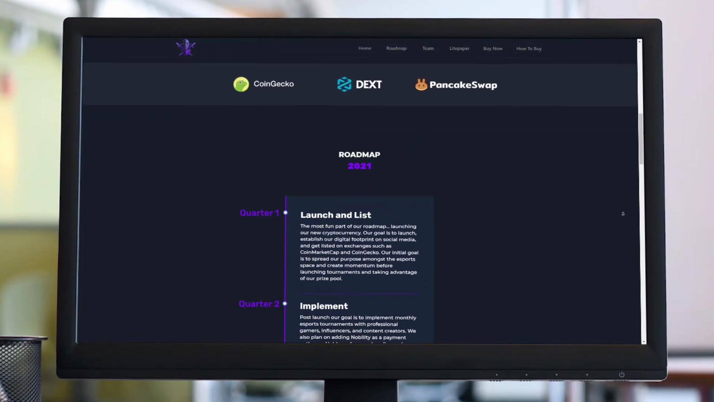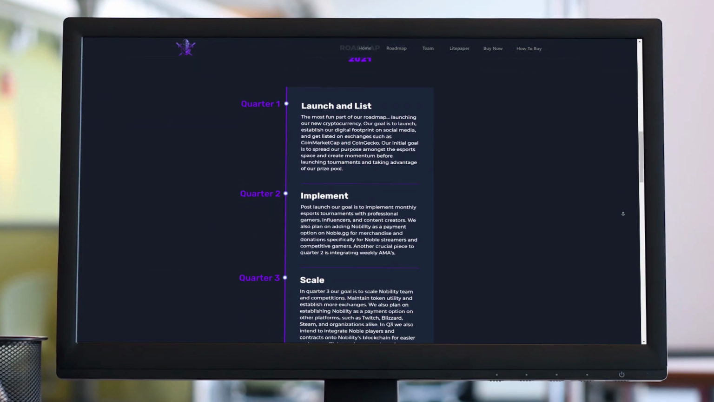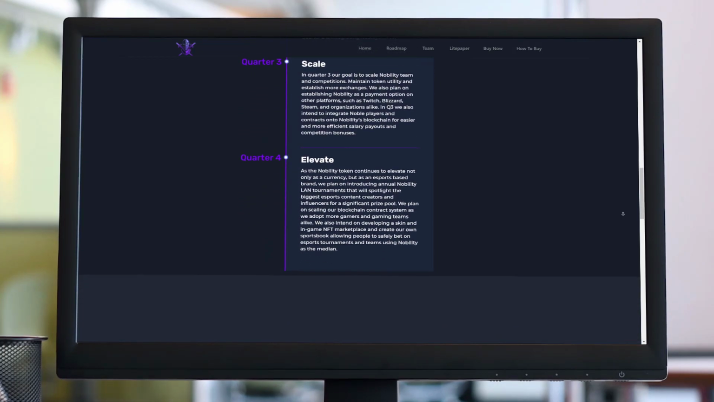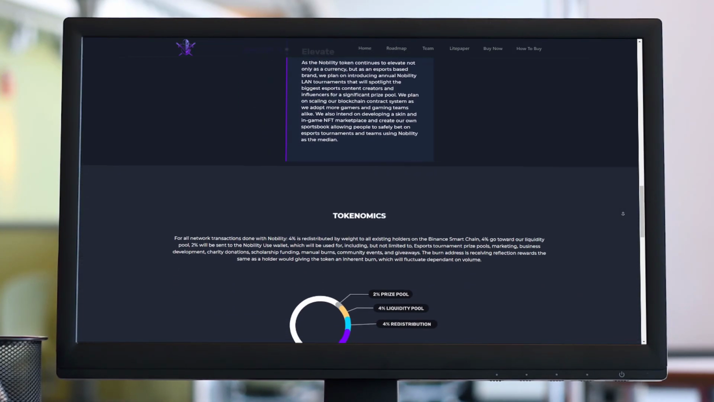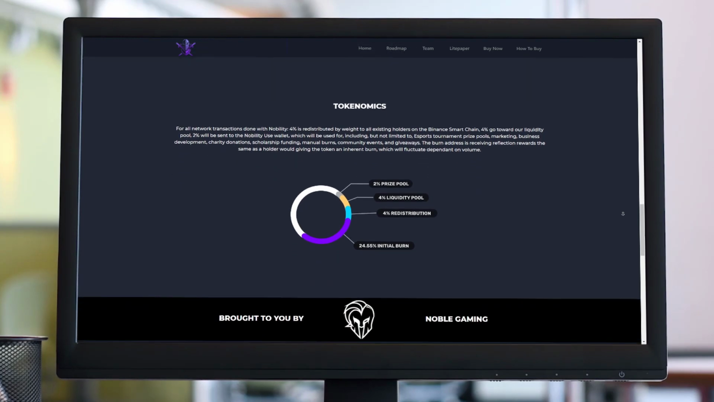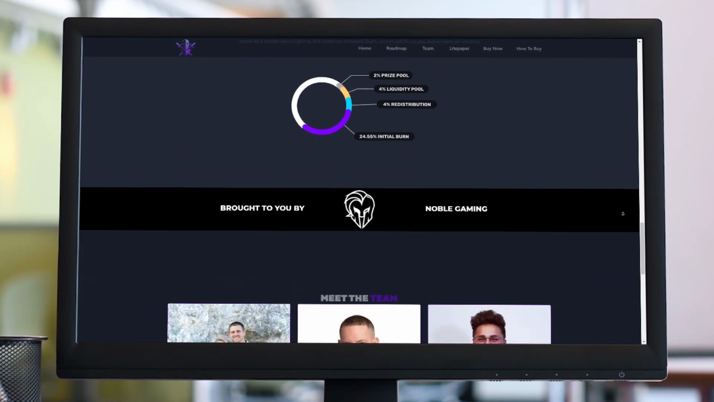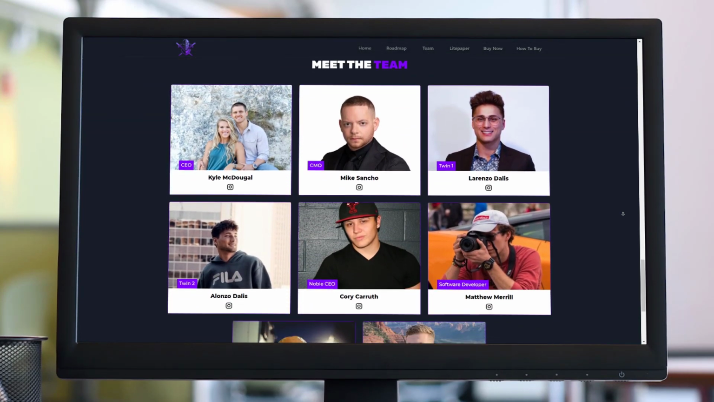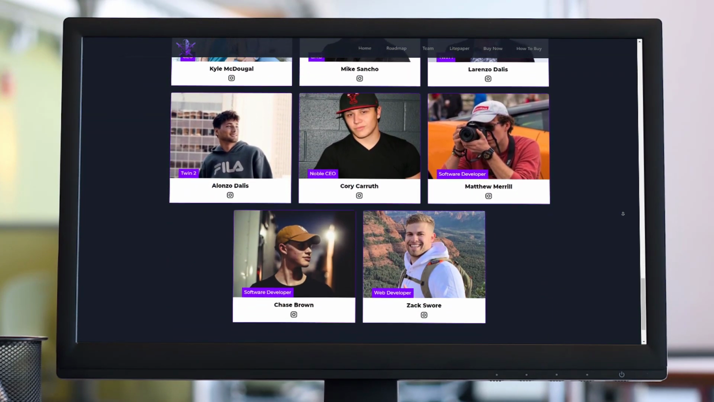Tokenomics. You can see the tokenomics. It has a 2% prize pool, 4% liquidity pool, 4% redistribution, and nearly 25% initial burn. I already mentioned that. For all network transactions done with Nobility, 4% is redistributed to all existing holders on the Binance Smart Chain.